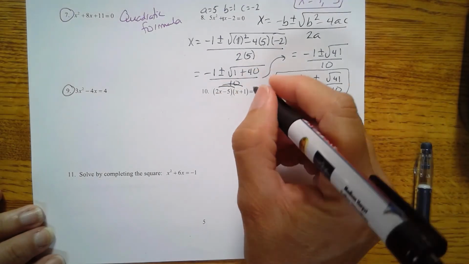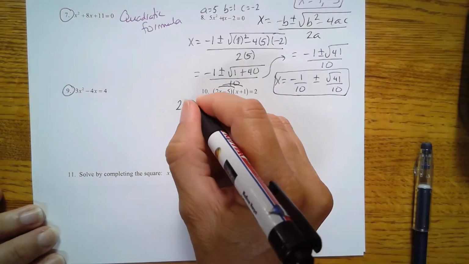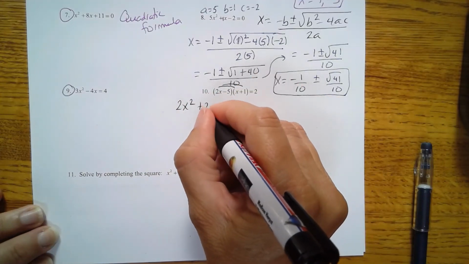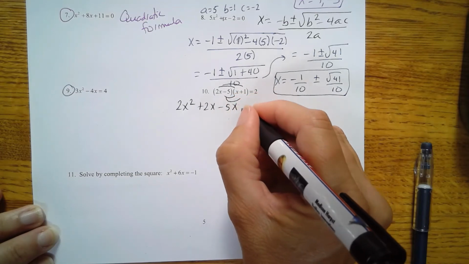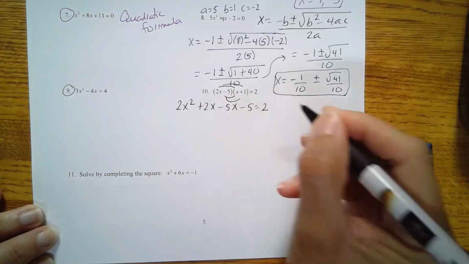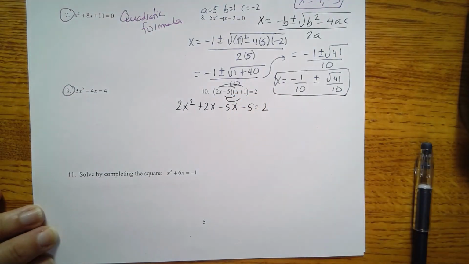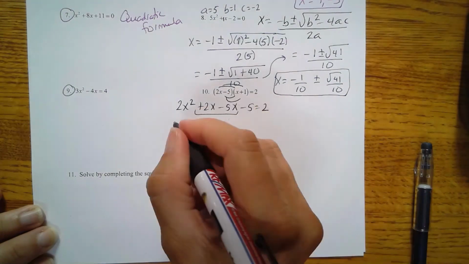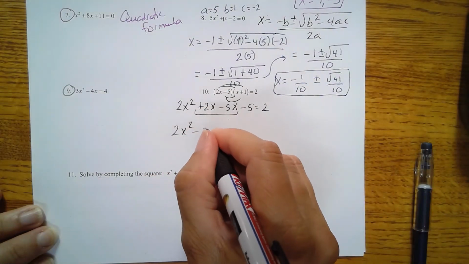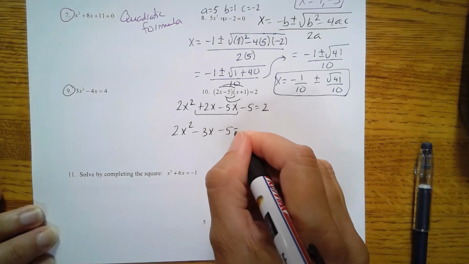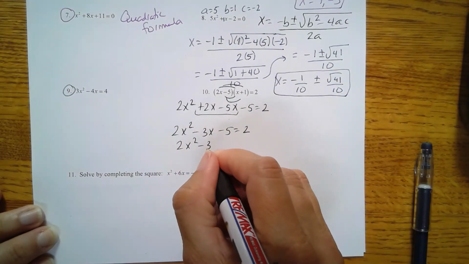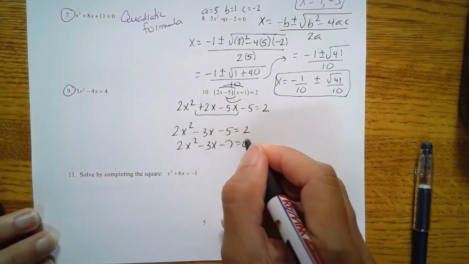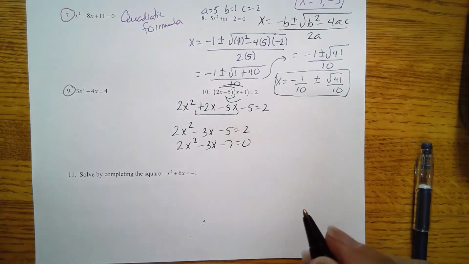So when I start distributing, 2x times x is 2x squared, and 2 times 1 is 2x. Negative 5 times x is negative 5x, and negative 5 times 1 is negative 5, and it equals 2. So at that point, we're going to combine like terms. So we have 2x squared minus 3x minus 5 equals 2. I'll need to subtract over the 2, so 2x squared minus 3x minus 7 equals 0.